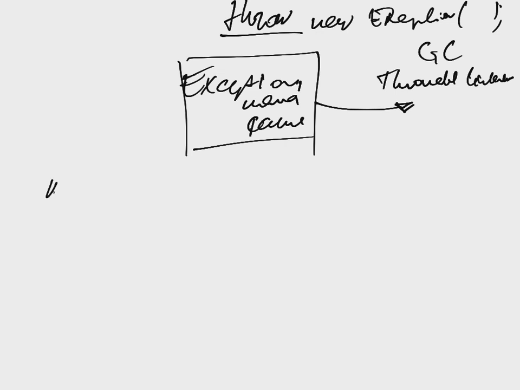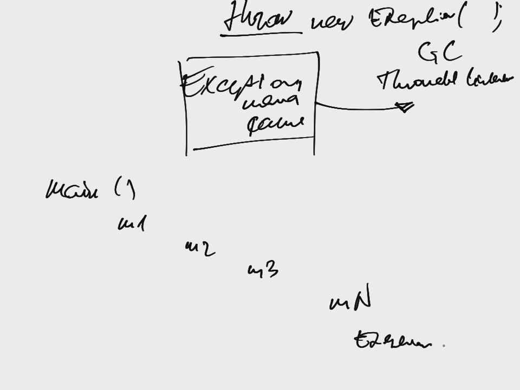For example, you have main method as initial start, then you call method 1 from it, method 2, method 3, and method n. And here you get this exception, which is thrown. If you have a catch block here, then this exception is handled in this catch block, and it does what this catch block told it to do.